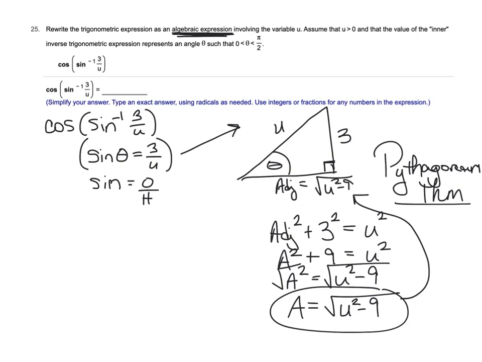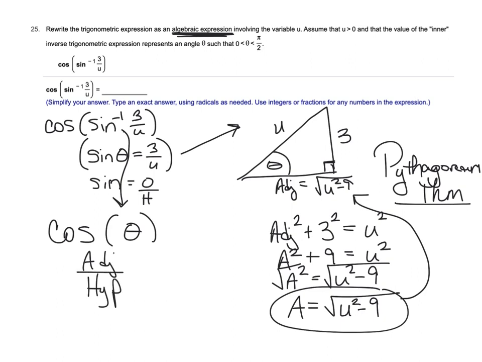Now that we have all 3 sides, we can go back to the original problem and find the cosine of theta. Remember, this inverse sine right here is a theta. So the cosine of theta, we know that cosine is adjacent over hypotenuse. C-A-H. So what is that? Let's see. Adjacent is this.